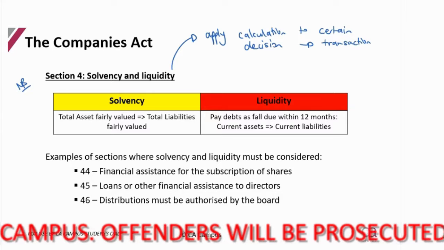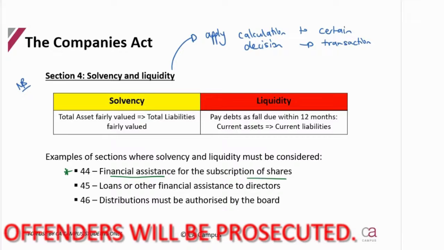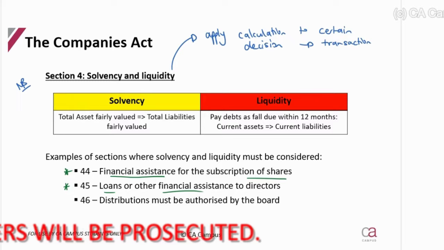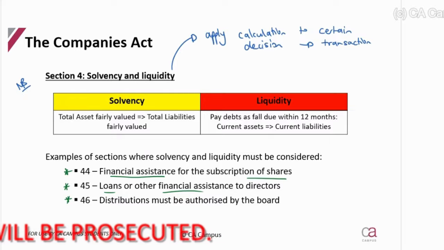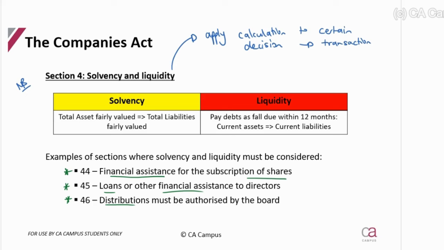Here we go. Section 44, offering financial assistance for the purchase of shares. Section 45, giving a loan or financial assistance to a director. Or Section 46, a distribution. So what you can see is when there's an outflow of cash or assistance in some way by the company, they need to apply the solvency and liquidity first before they can decide whether they can provide that financial assistance or distribution.